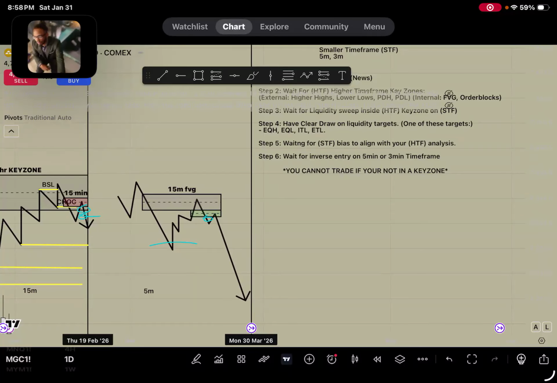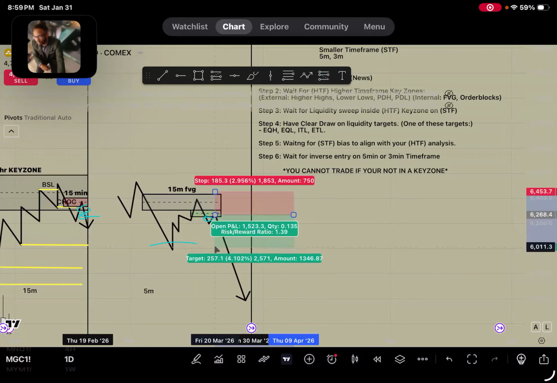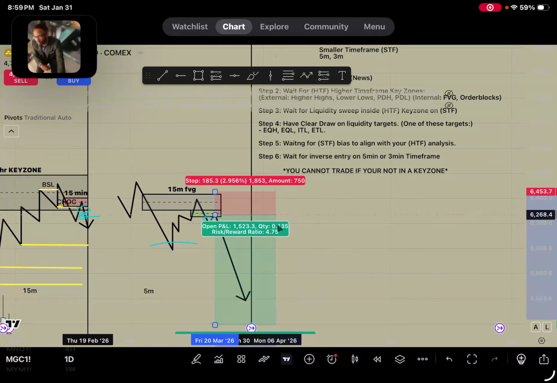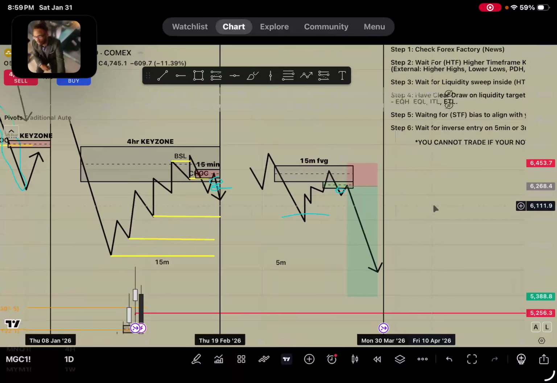I got you. So, which leads us to step 6. Wait for your inverse entry on the 5 or 3 minute time frame. Since we're looking for sales, we're waiting for a bullish fair value gap to get inverse for our entry. Again, that was a good question. I'm just lining it up so it all just makes sense. And then look, and that's the same as this.